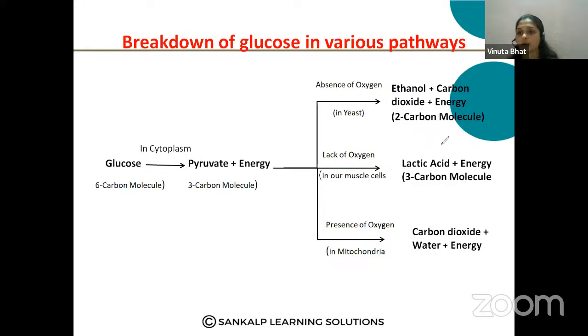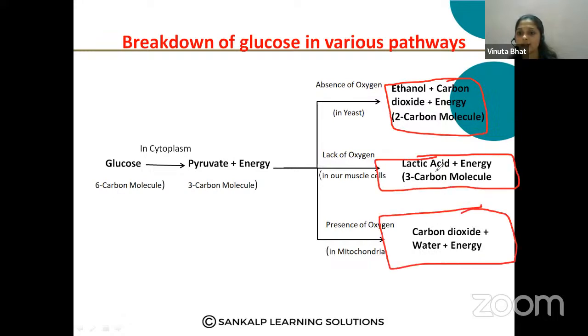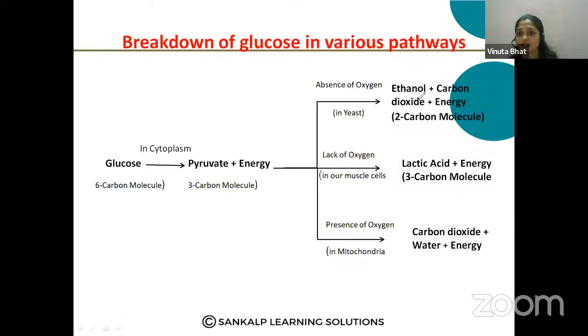And one more important point is, what are the products produced in these respiratory pathways? So in the absence of the oxygen, in the presence of the oxygen, what products are produced? Okay. So in the muscle cell, lactic acid is produced. In the presence of oxygen, carbon dioxide, water and energy are produced. And in the yeast cell, ethanol is produced, that is the alcohol. So this process is called fermentation. So these all are the important points.